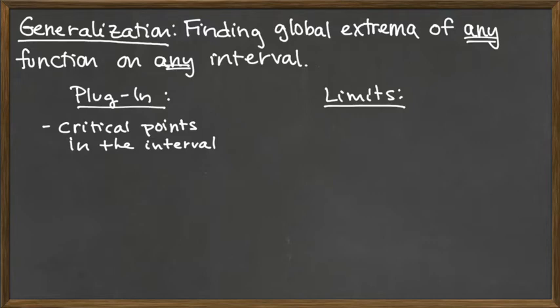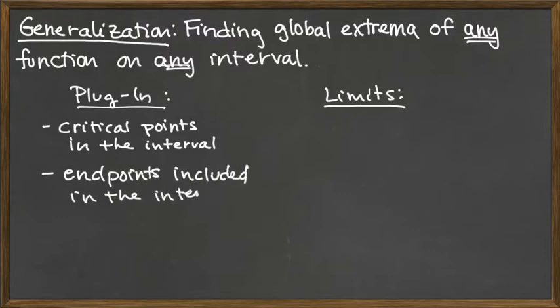The other thing that we need to look at is any endpoints that are included in the interval. So any of the endpoints that come with a bracket, not a parenthesis, so endpoints that are included. Those values are in the interval. They are plug-in values. We want to see what's happening.